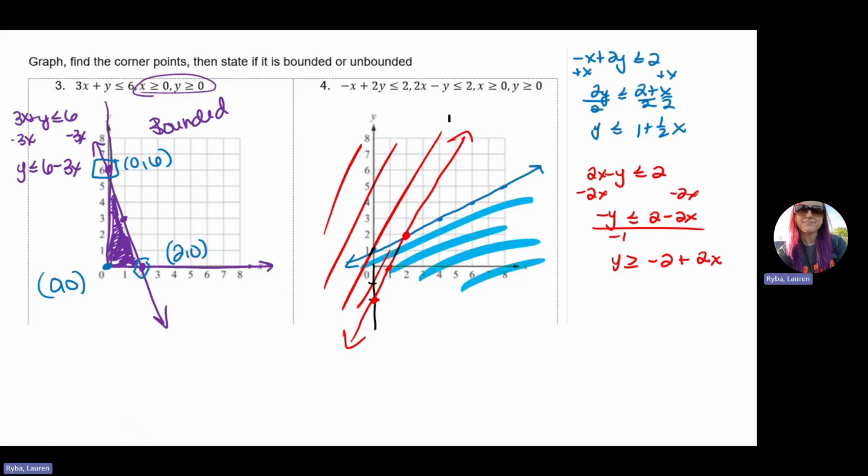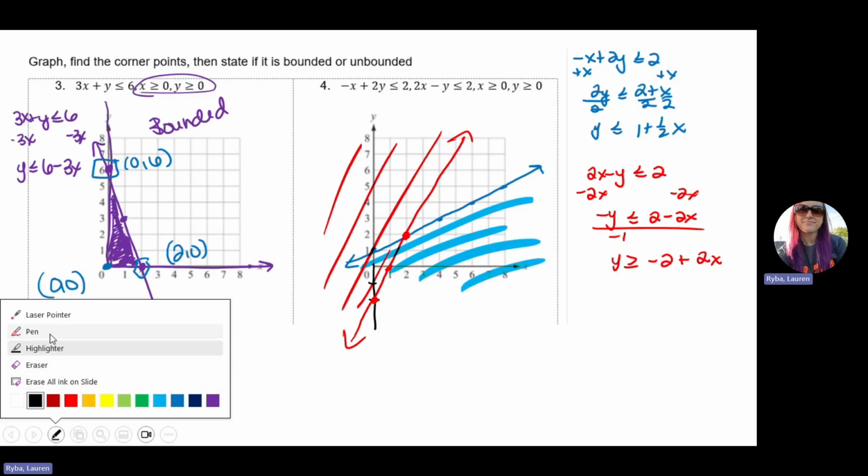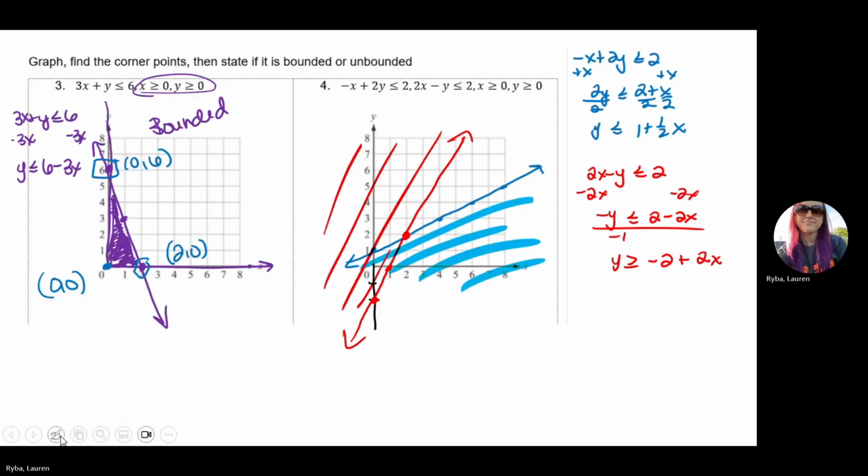However, it also tells me that x has to be greater than or equal to 0. So I can't have any negative x's. So that's a limit. And y has to be greater than or equal to 0. So this is also a limiting factor here. So what I have for my final shaded region is this tiny little kite down here.